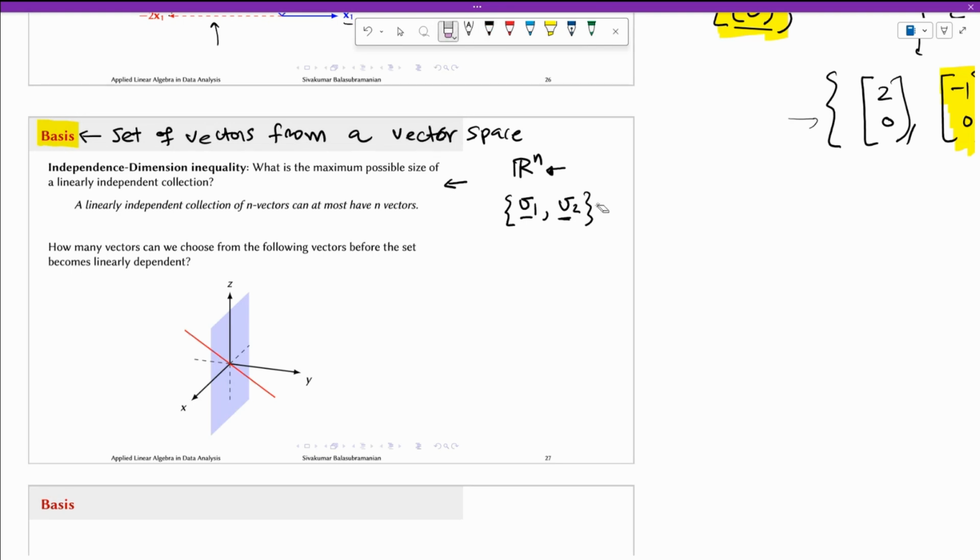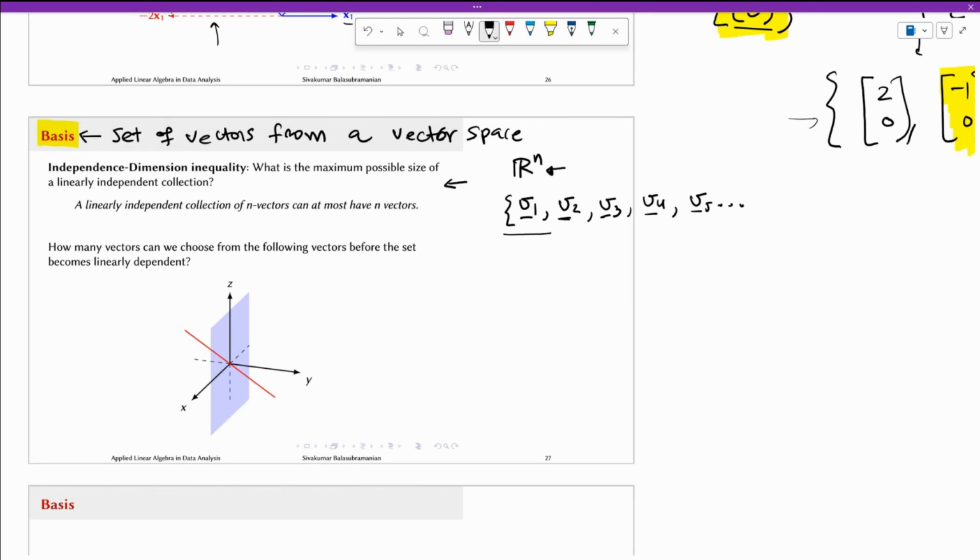I can continue this process. I'll take another one, and I could ask, linearly independent? Here you would say if they are not coplanar, if all three of them don't fall on the same plane, then they're linearly independent. And I can keep continuing this process. You can keep getting a linearly independent set only until a certain point. Beyond that point, if you keep adding to that set, the set that we are building, it turns out the set becomes linearly dependent after a particular point.